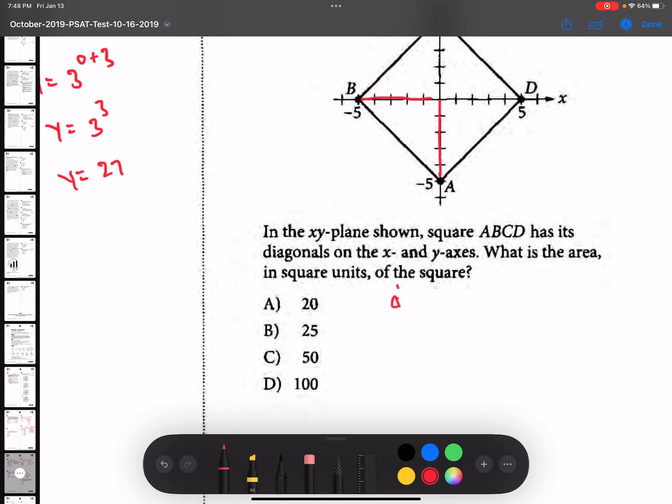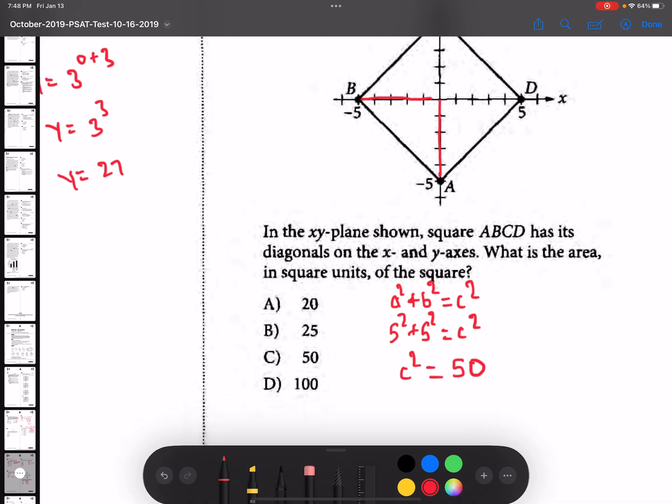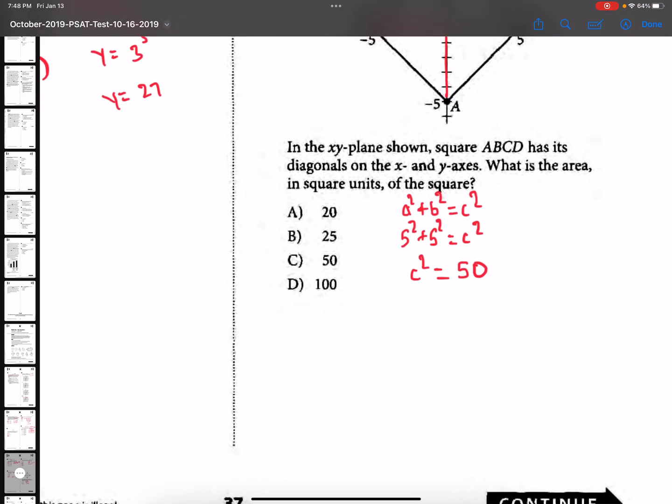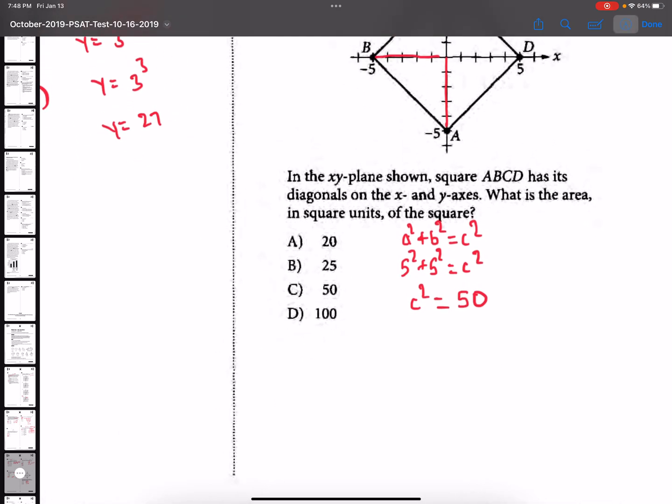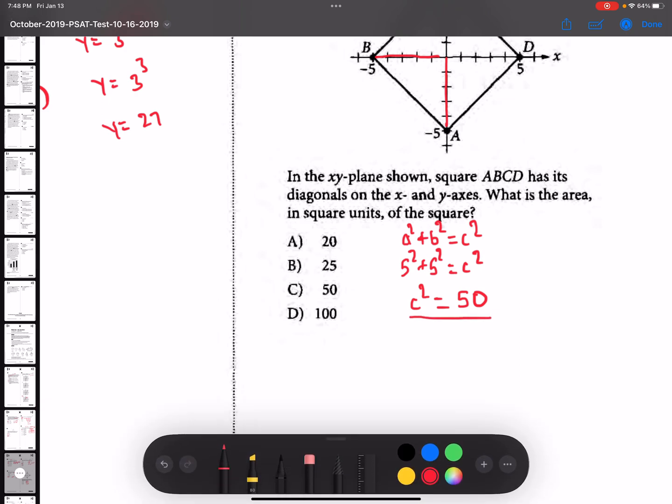So using the Pythagorean theorem, A squared plus B squared is equal to C squared. 5 squared plus 5 squared is equal to C squared. So C squared is equal to 25 plus 25, which is equal to 50. Because it's asking for the area in square units of the square, and it does ask for C squared, we're leaving it as 50. So our answer is C.